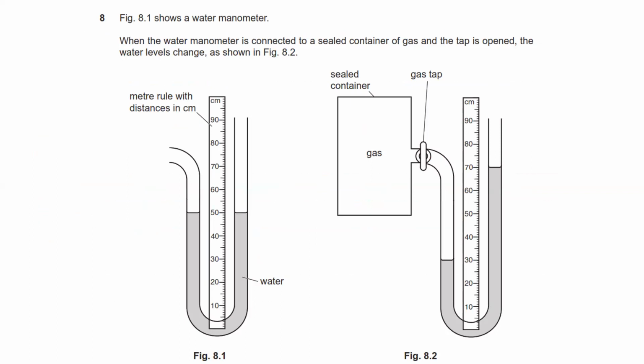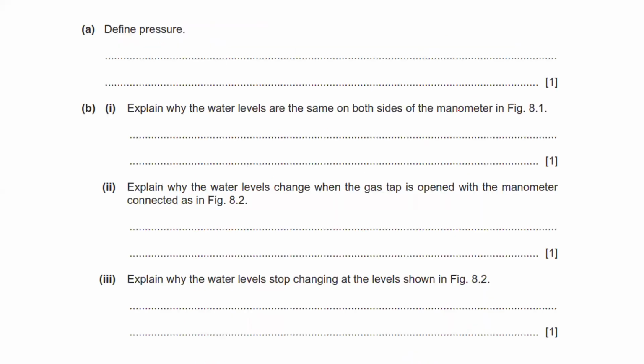It says figure 8.1 shows a water manometer. When the water manometer is connected to a sealed container and the tap is opened, the water level changes as shown. Initially this is the initial case, and then it shows when the tap is open. Then the first part says define pressure. The pressure is the force acting per unit area.